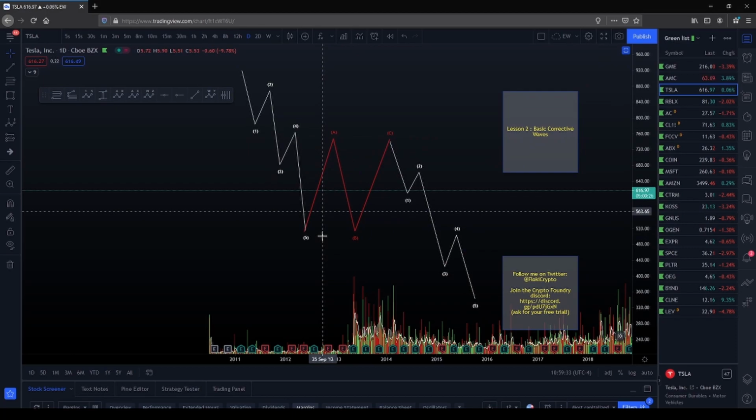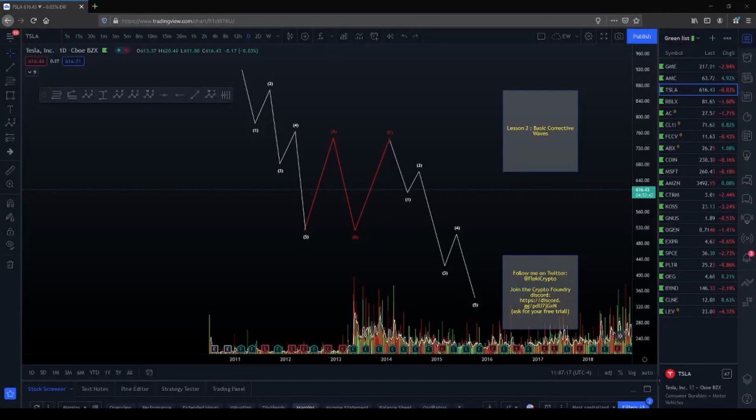So visually, this is a regular flat. Let's go through the rules. Okay, so let's start with the rules for wave A. Wave A can be any corrective pattern except the triangle. Wave B can be any corrective pattern except the triangle, because you see there are sharp moves. So they're probably going to be zigzags or flats inside this flat, inside the subwaves of the flat.